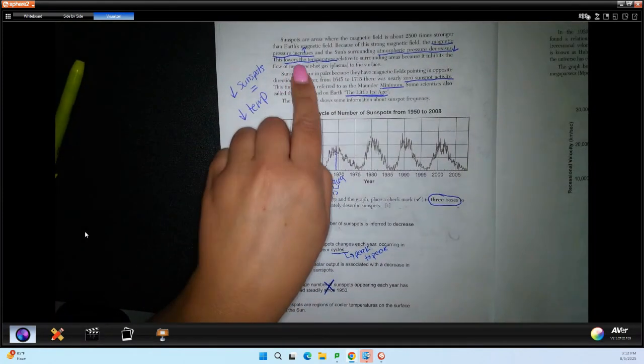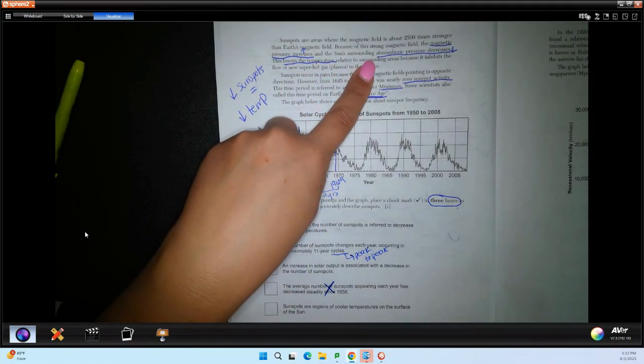And I'm going to read my last one. Sunspots are regions of cooler temperatures on the surface of the sun. I'm going to go back to my reading here, and we underlined that this lowers the temperature relative to surrounding areas. And so that is true, right? So when I have sunspots, they're on the surface of the sun, and they are going to lower the temperature. And so that is going to be true.